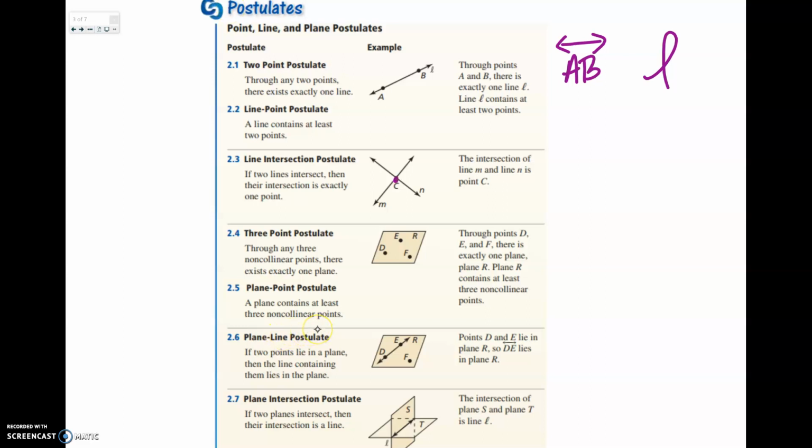Plane line postulate: if 2 points lie in the same plane, then there is exactly 1 line containing them. That 1 line is also in the plane. So if 2 points are in the plane, the line containing them is also in the plane. The last one is the plane intersection postulate. If 2 planes intersect, what do they intersect in? Think about the 2 walls in your bedroom or the kitchen. If 2 walls are meeting, where they meet is a nice perfect straight line. So the intersection of 2 planes is a line.